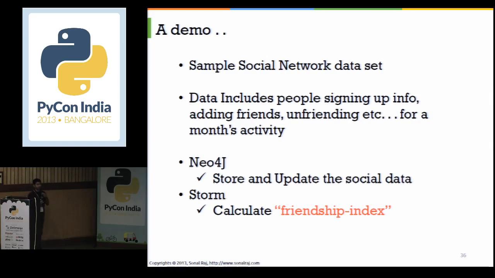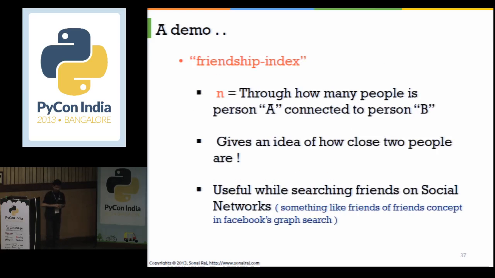Neo4j will be used to store and update the social data, and we'll calculate something which is called friendship index. You might have used this thing, but this is a term which you might not have heard. So what exactly is friendship index? Through how many people a person A is connected to a person B. That's what we call a friendship index.